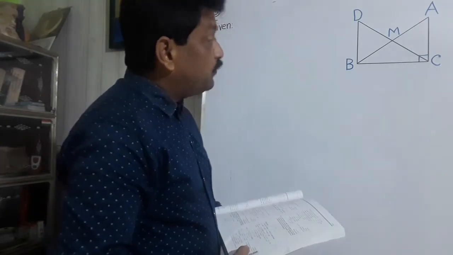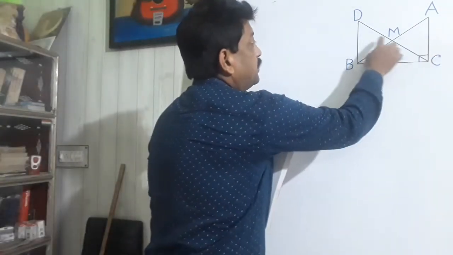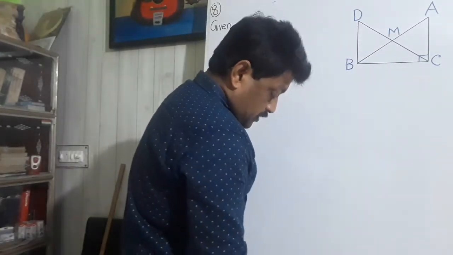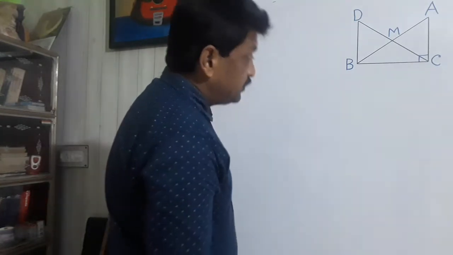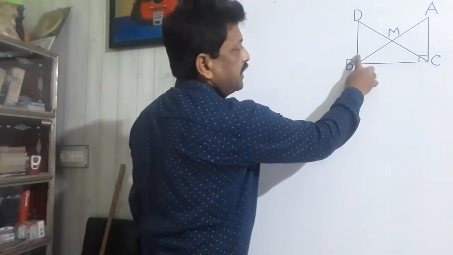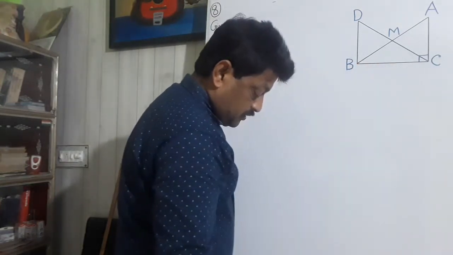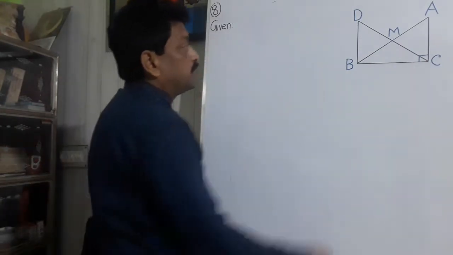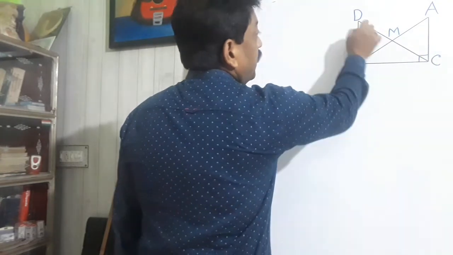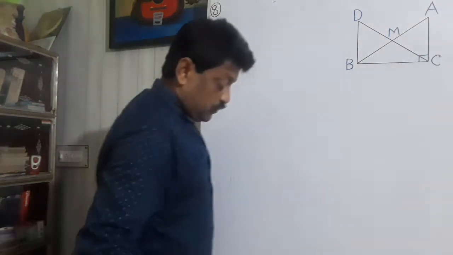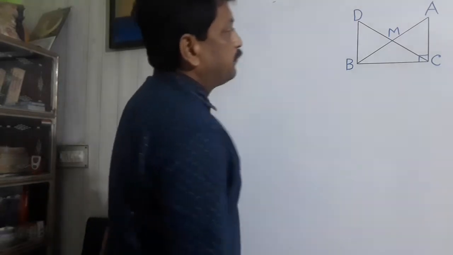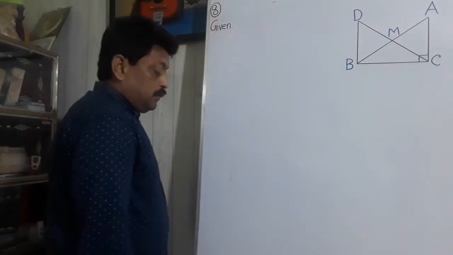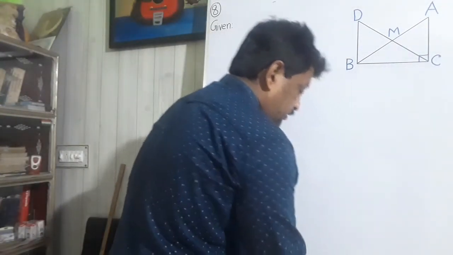First one, we have to prove that triangle AMC is congruent to triangle BMD. These two triangles. Then we have to prove that angle DBC is a right angle. The third question is, triangle DBC and triangle ACB are also congruent. And finally, we have to prove that CM is half of AB. Okay. So first of all, let me write down the informations given in the question.